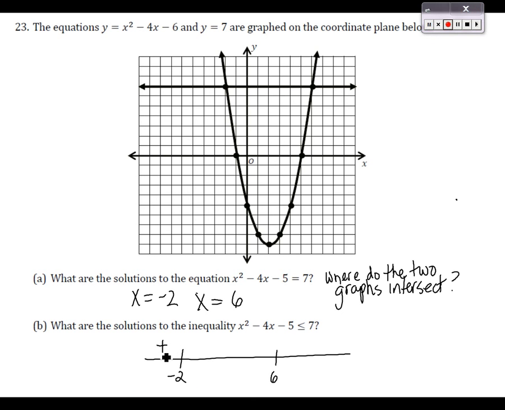Whereas if you take a number in between, like 0, which is the easiest one to do, and plug 0 in, you get -5 less than or equal to 7, which is true. So that's true. And here, if you take 7, you get 49. When you subtract 28, you still have a pretty big number. When you subtract 5 more, it's going to be clearly larger than 7. So your answers are going to be between -2 and 6. So you write -2 less than or equal to x less than or equal to 6.